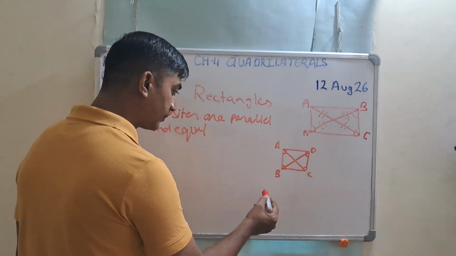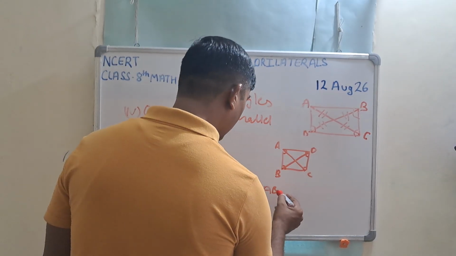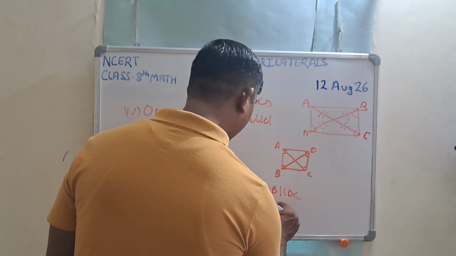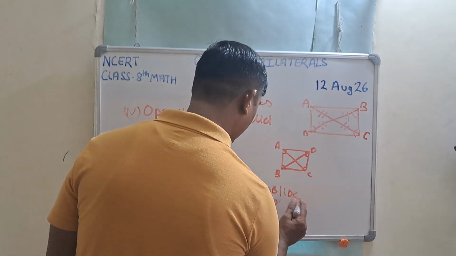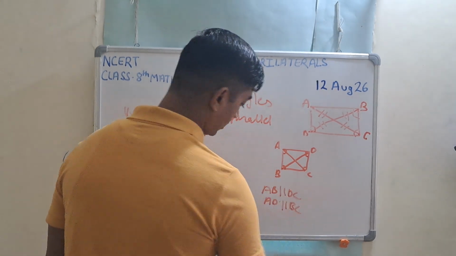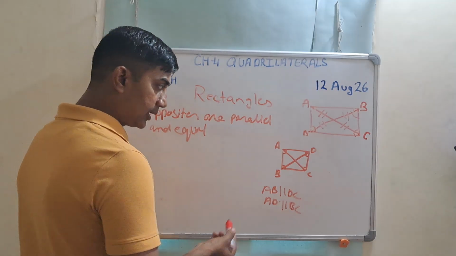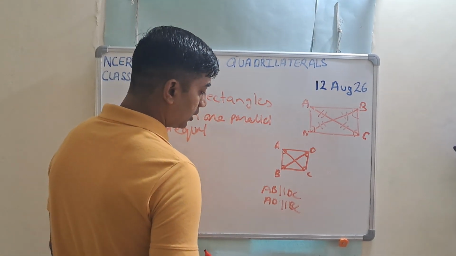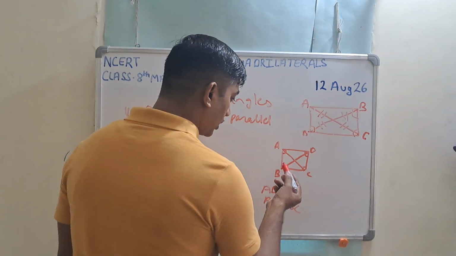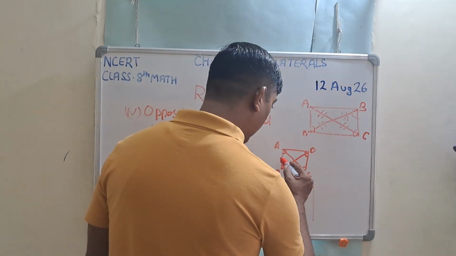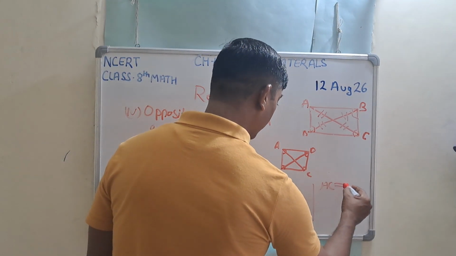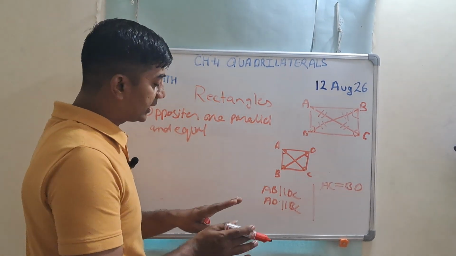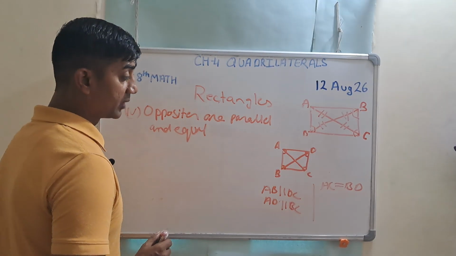Also we have seen that AB is parallel to DC and AD is parallel to BC. Understood? This is also in this figure, and what we have also about the diagonal, that AC is equal to BD. Understood? We have all the properties of a rectangle in this diagram.